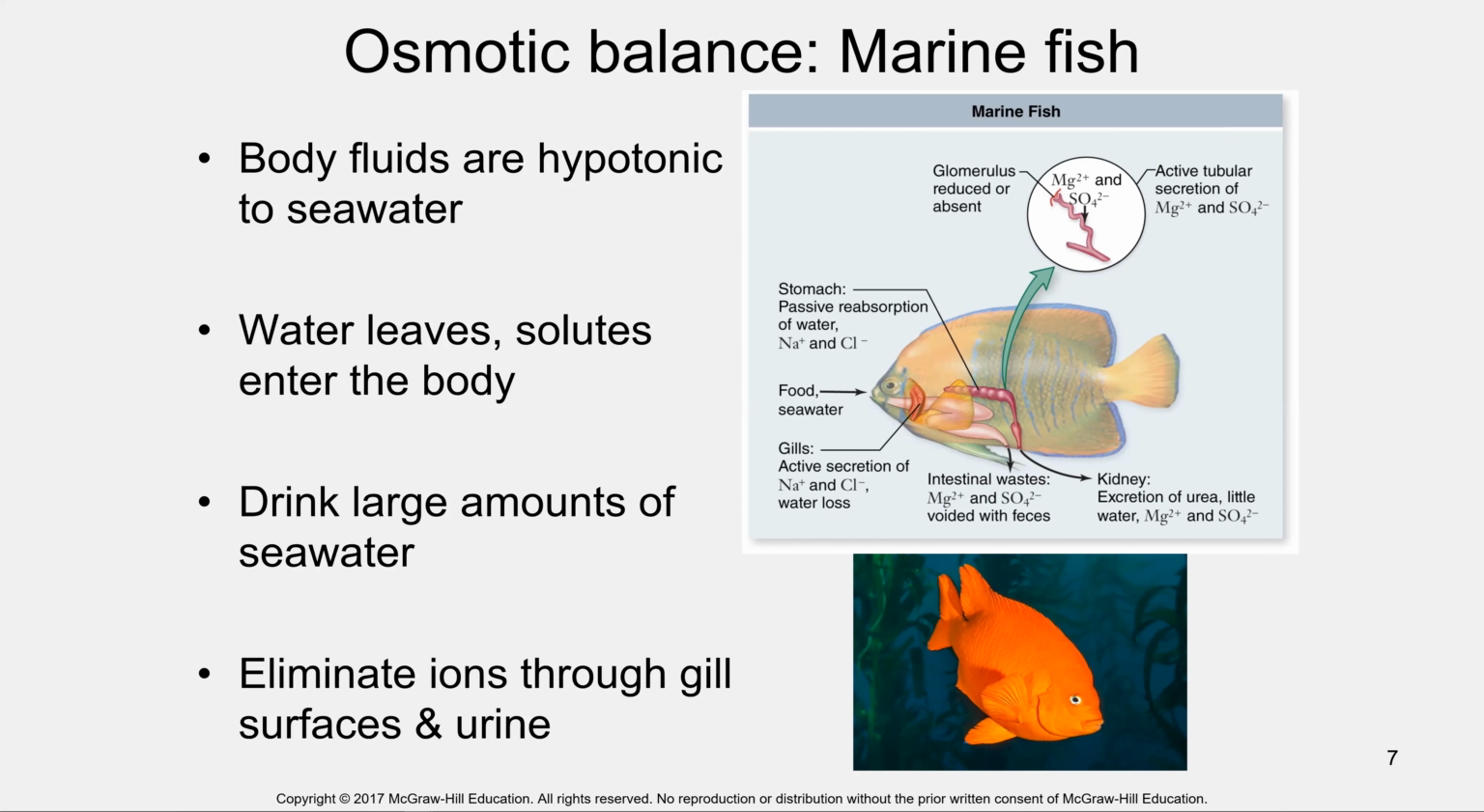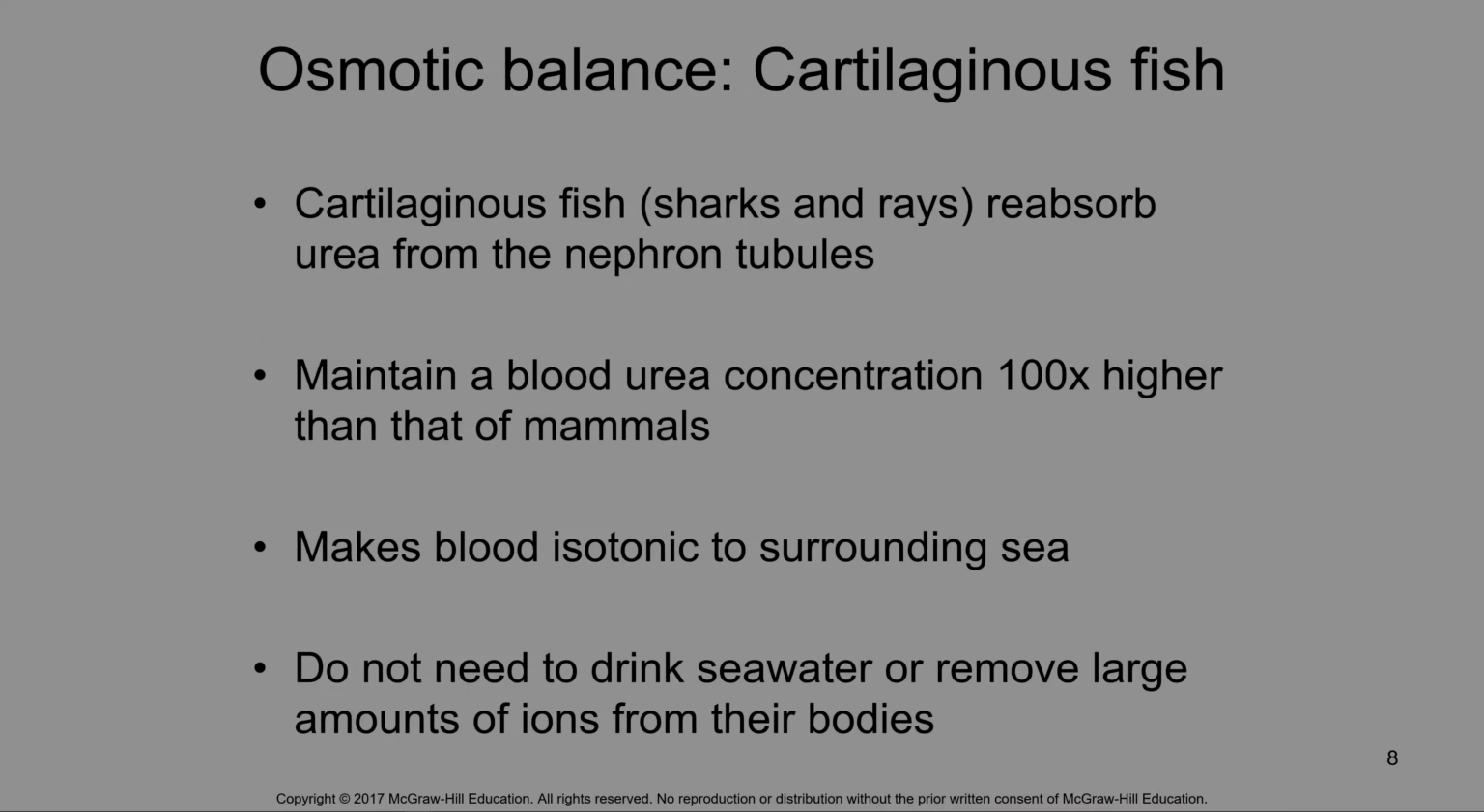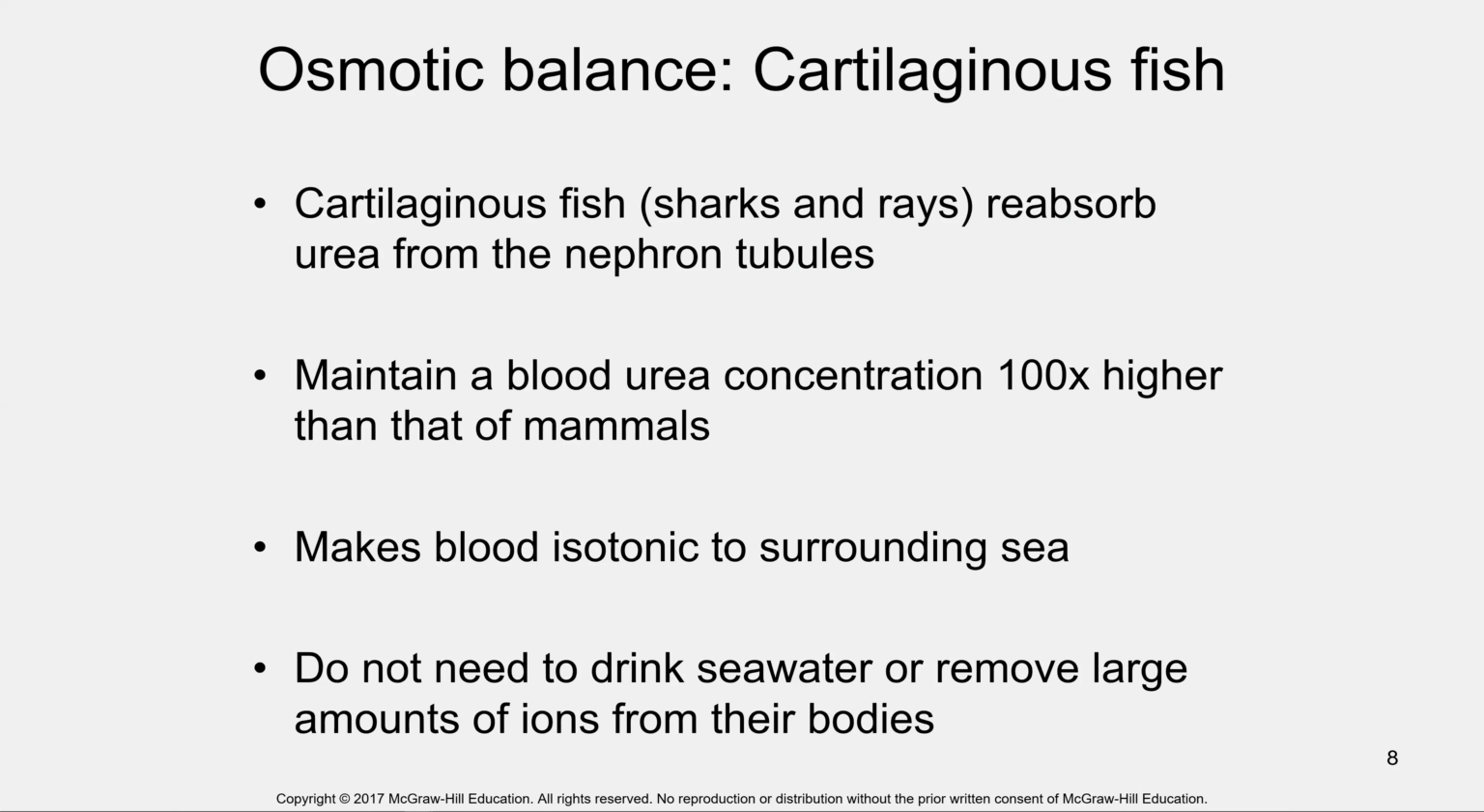Now to maintain the ion concentrations, most of the monovalent ions, such as sodium and chloride, are actively transported out of the blood across the gill surfaces, whereas the divalent ions like calcium and magnesium that enter the blood are secreted into the nephron tubules and then excreted in the urine. And these are the two ways that marine bony fish eliminate the ions that they get from the seawater that they drink.